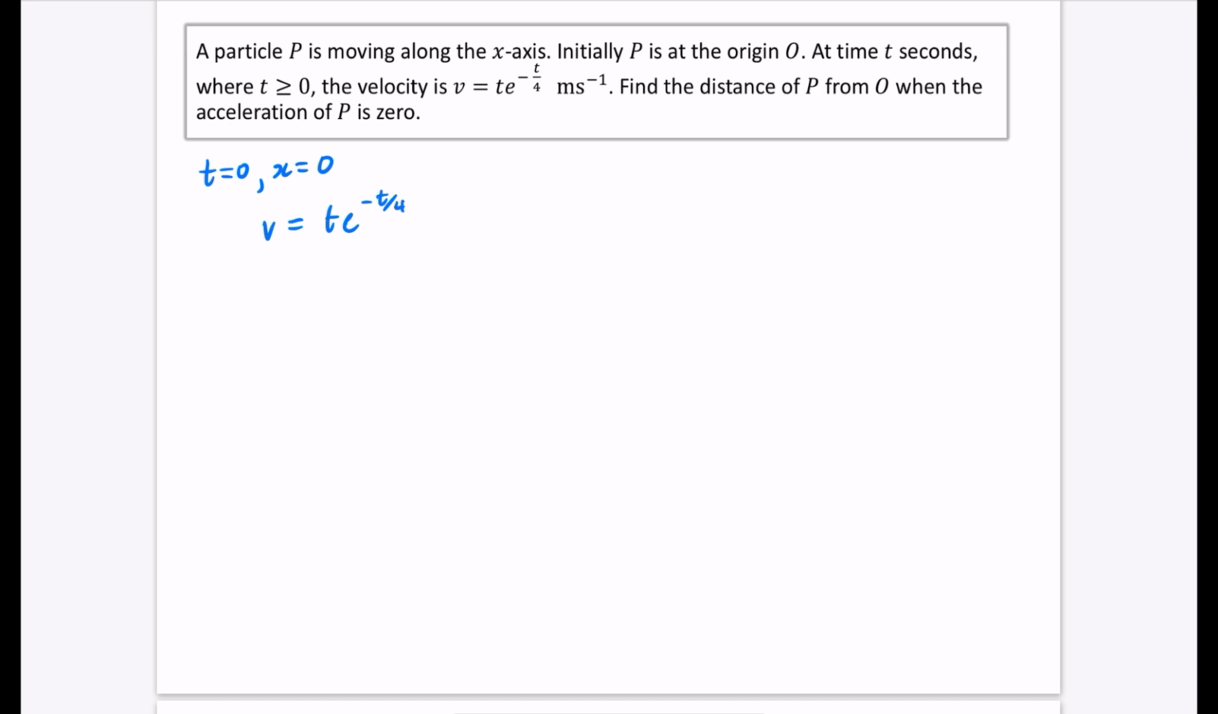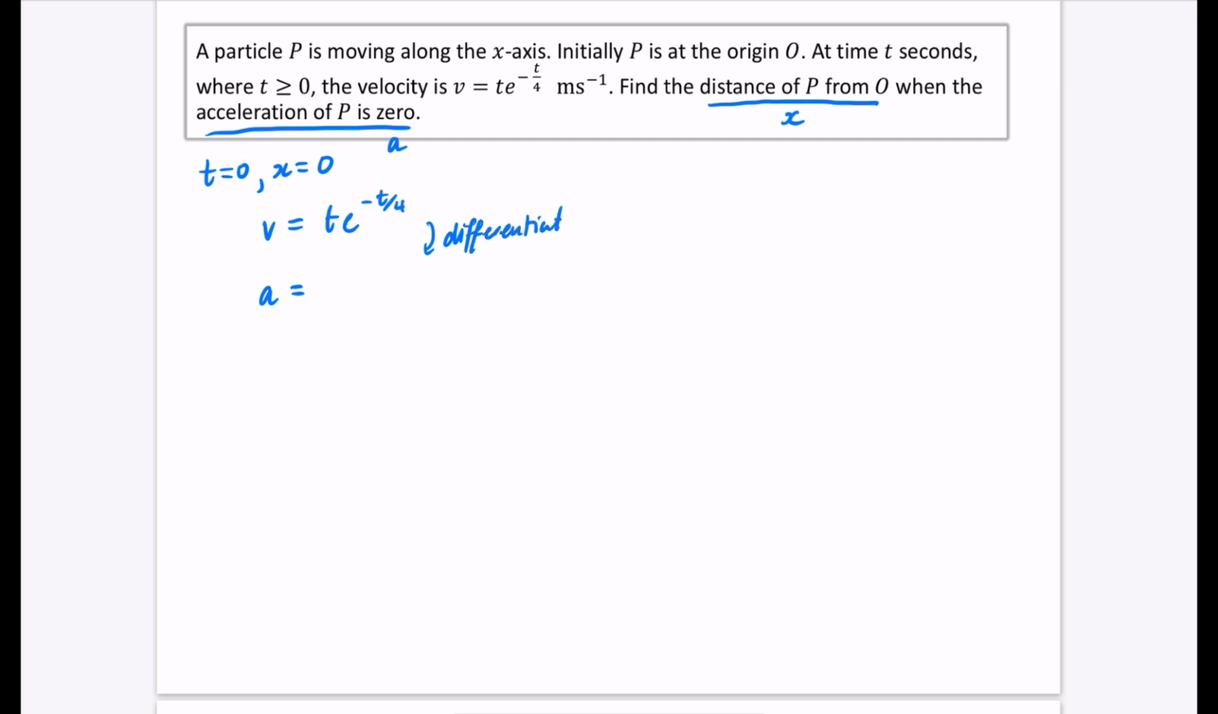The only thing we're going to do is find the distance of P from O when the acceleration of P is 0. So we're going to have to do something to do with distance and something to do with acceleration. So I'm going to have to do some differentiation and some integration. I think I'll start off by finding out the acceleration. So to find the acceleration, I'm going to just differentiate this.